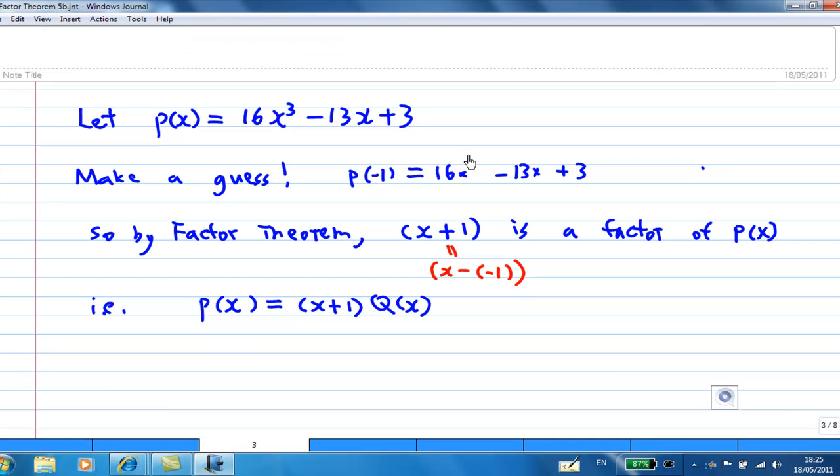So 16 times minus 1 cubed minus 13 times minus 1 plus 3. You'll get minus 16 plus 13 plus 3, which is 0. So according to the factor theorem, x plus 1, which is equal to x minus minus 1, where c equals minus 1, is a factor of p of x. That means p of x is equal to x plus 1 times q of x, where q of x is the quotient.